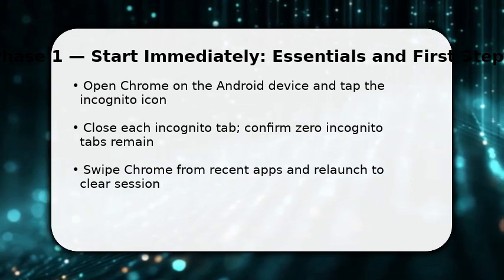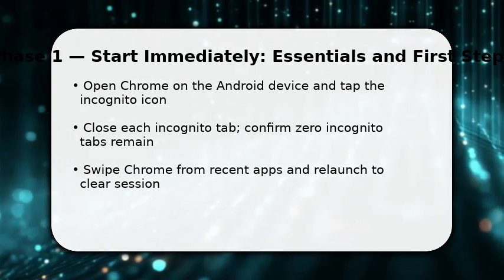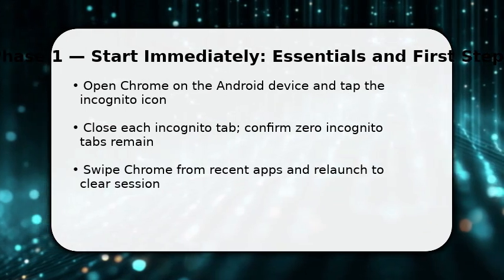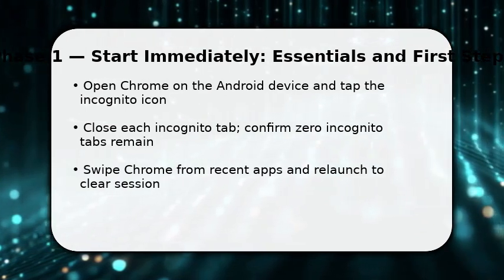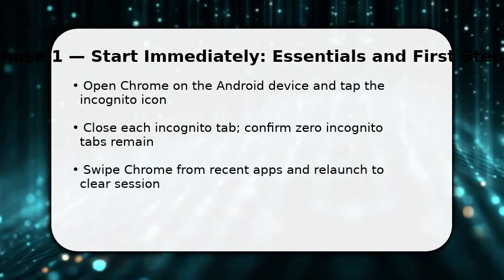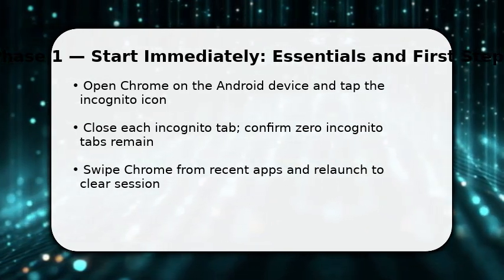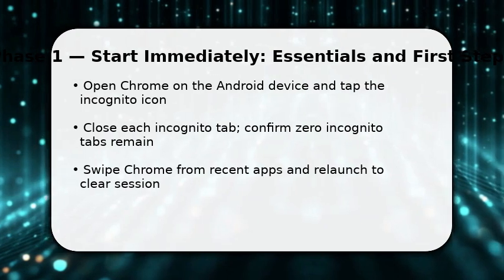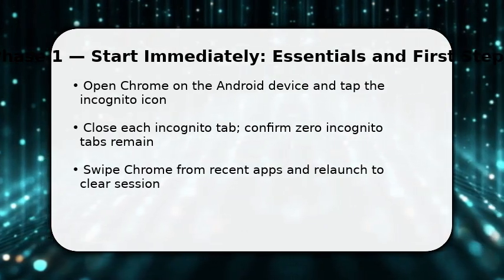Once done, swipe Chrome away from recent apps to ensure the session process stops. Make sure no Incognito window remains before proceeding, because Incognito only exists while tabs are open. Closing them is the fastest, immediate removal method.